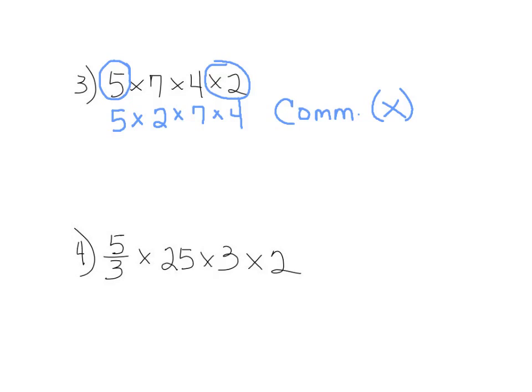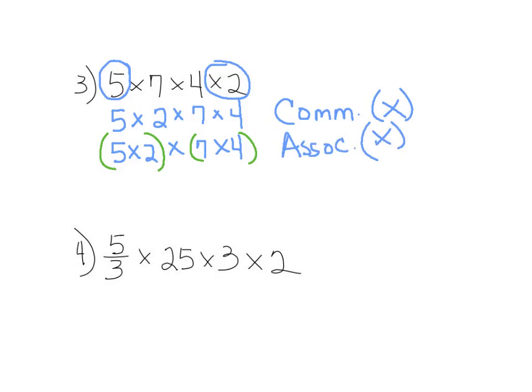The next thing that would be nice is if I could insert some grouping symbols here. So I would do 5 times 2 in a grouping symbol, times 7 times 4 in a grouping symbol. And the property that allows me to introduce grouping symbols or change grouping symbols is the associative property, also of multiplication.